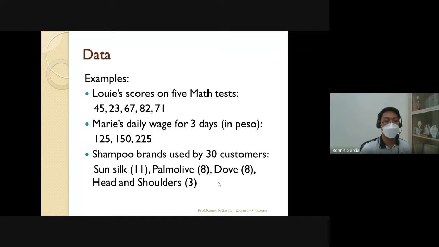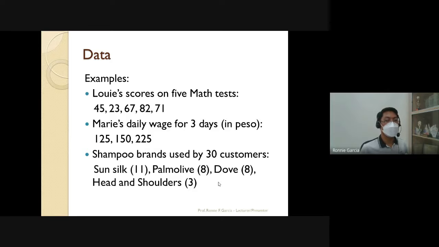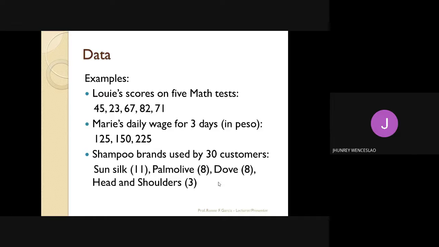Data, who can give an example? Another example not mentioned here, aside from scores, wage, and brand of shampoo. Sir, after the exam, you count how many students got 60, how many students got so and so. Can that be, sir? Yes, that can be data. Okay, you are right, frequency. Frequency of students who got that score. Frequency, sir. Oh, frequency, right, of students.